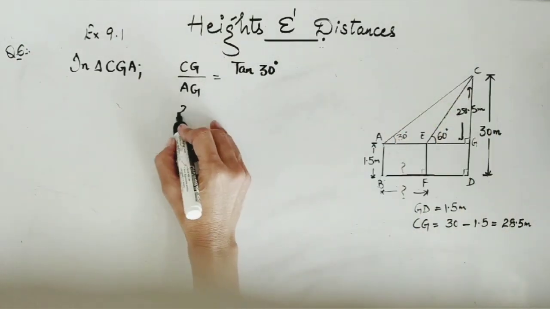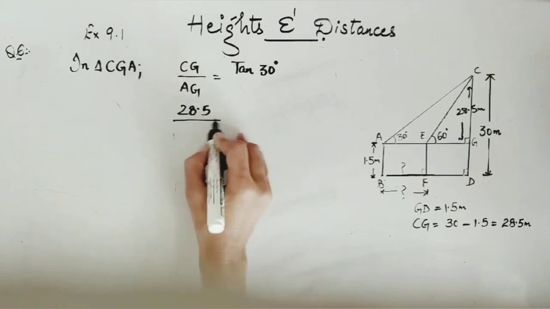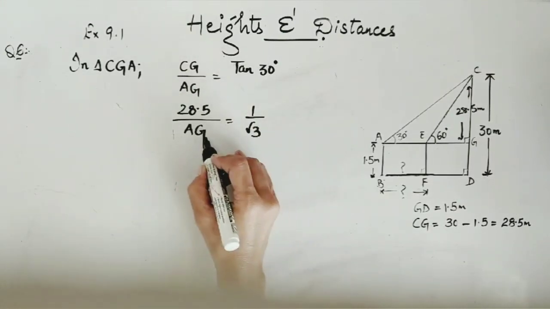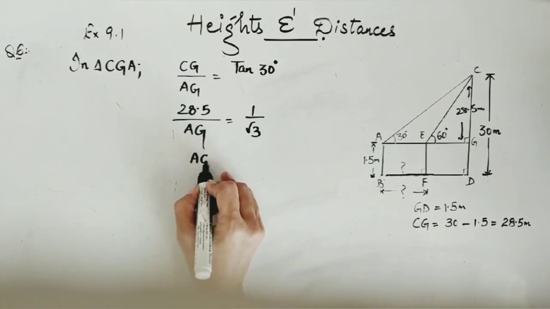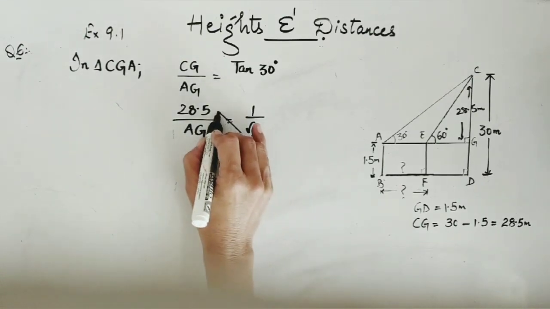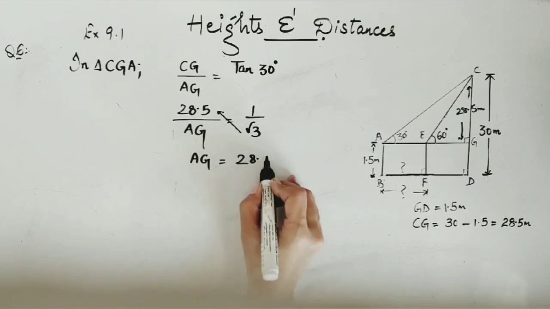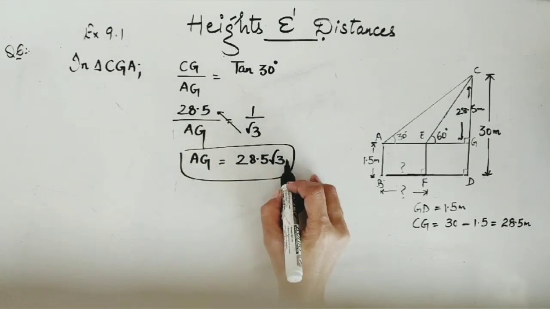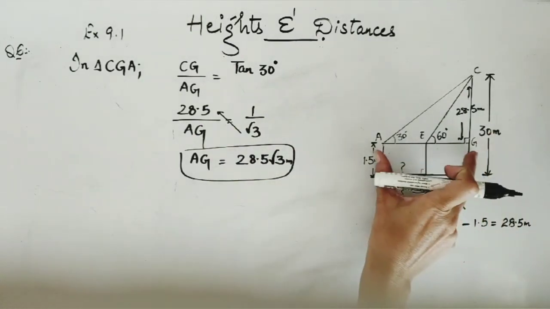CG, this is 28.5 upon AG. Tan 30 is 1 by root 3. So AG would be 28.5 multiplied into root 3. Keep it as such. This is in meters, okay? This total length is found.